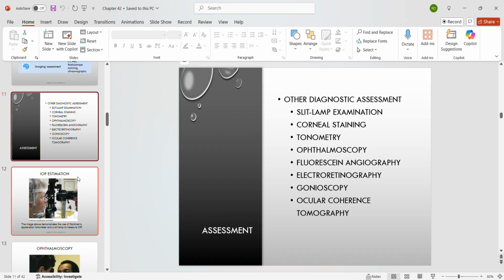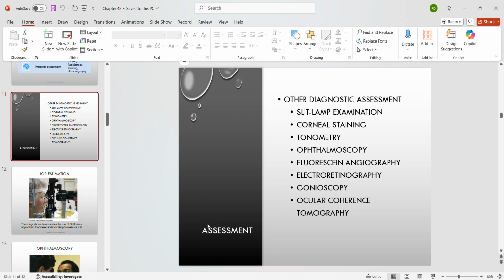All right, so then we've got the slit lamp exam. This is a common procedure used by eye care specialists to examine the structures of the eye in detail. It involves using a specialized microscope and a bright light source called a slit lamp to view the eye in 3 dimensions.